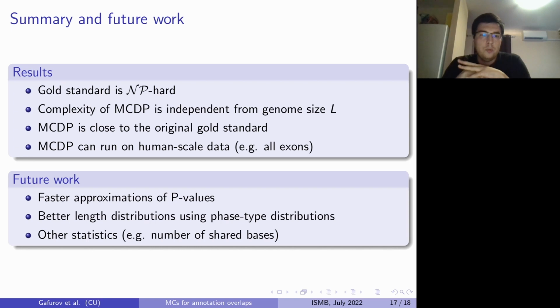In the future, we want to make it even faster by approximating the p-values instead of an exact computation. We also want to model length distributions using phase-type distributions. And we want to investigate the possibility of using other statistics, for example, the number of shared bases.